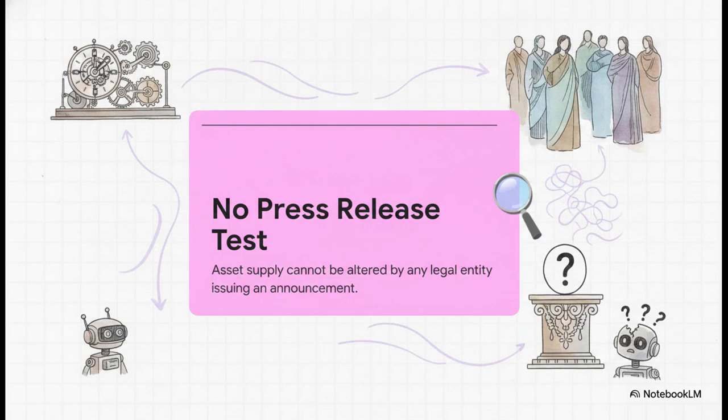To actually measure that risk, they use something called the no press release test. It's a simple standard. Can an asset's supply schedule be altered by some legal entity issuing a press release? If the answer is yes, a machine agent can't trust it. Agents model mathematical, mechanical outcomes. If an asset is controlled by a foundation or a board of directors, you're asking the machine to predict human social dynamics, like a CEO having a bad day. That is uniquely hostile to machine reasoning.